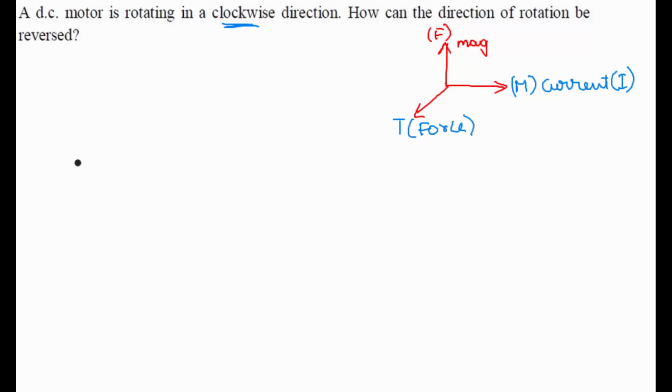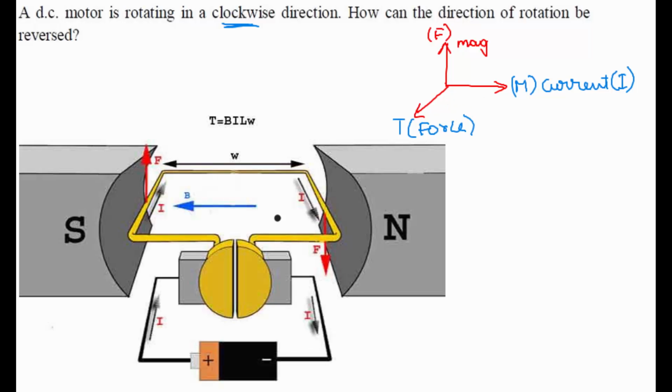Let's try to understand what is happening in the motor. Now in this motor you can see that the magnetic field is from north to south, right? It is in this direction he gave it, and at the supply point you can see that here it is positive and here it is negative, so current will flow in this direction. So the current direction is in this way.